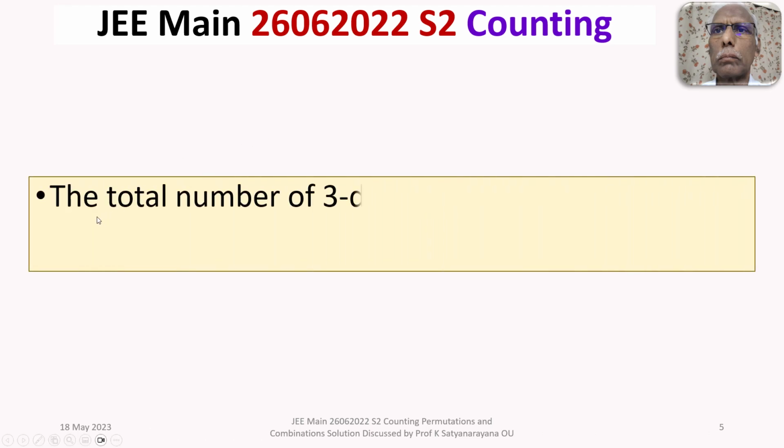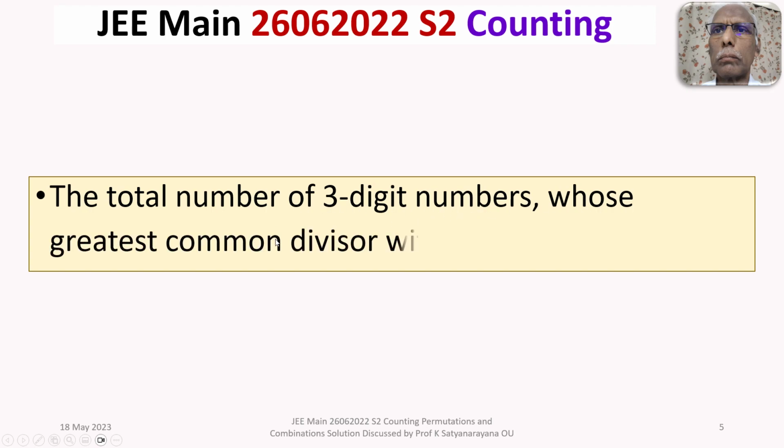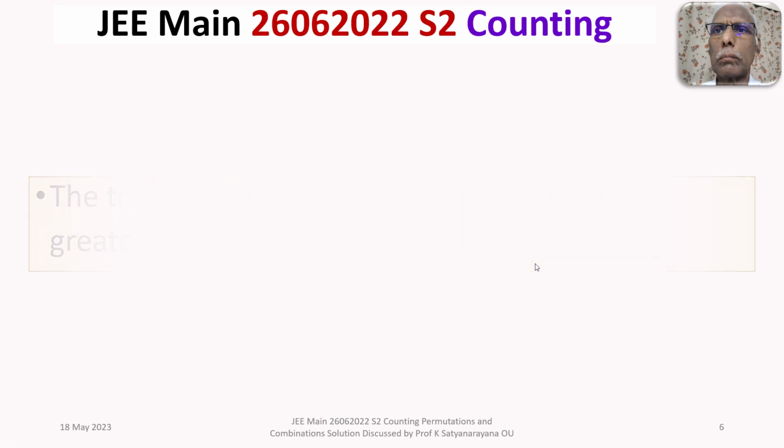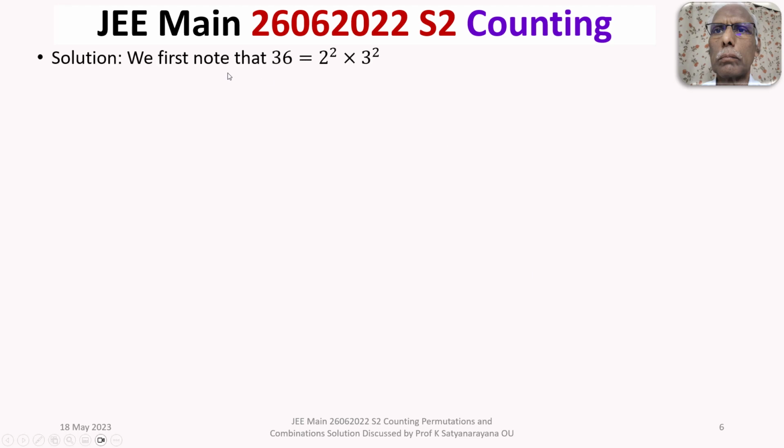The given question is: the total number of three-digit numbers whose greatest common divisor with 36 is 2 is, we have to find the total number of three-digit numbers whose greatest common divisor with 36 is 2. We now discuss the solution of the problem in detail.